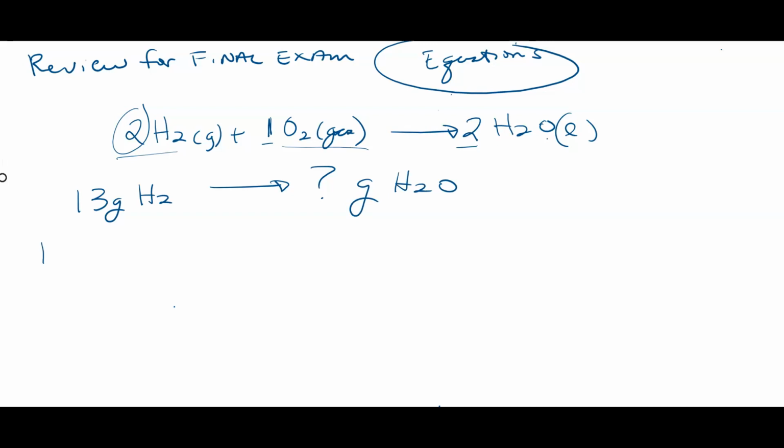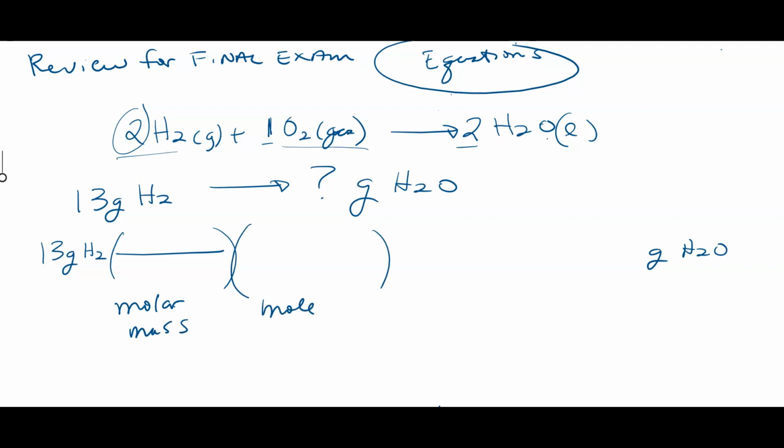So if I have 13 grams of hydrogen, I'm going to start with grams of hydrogen, and I know I want to get to grams of water over here on the right side. This is a gram to gram problem, so there are 3 steps. We're going to do molar mass first. We're going to do mole ratio next. We're going to do molar mass next to get the answer.